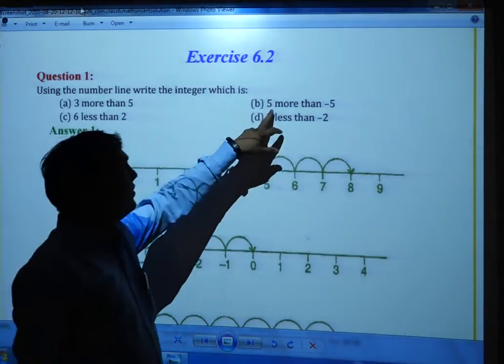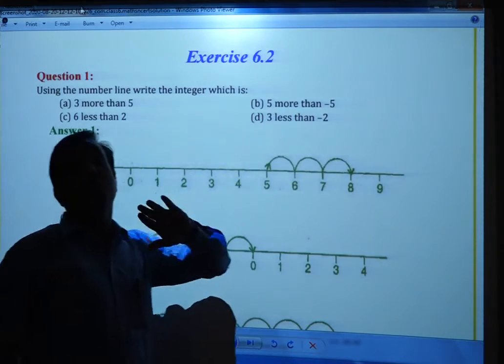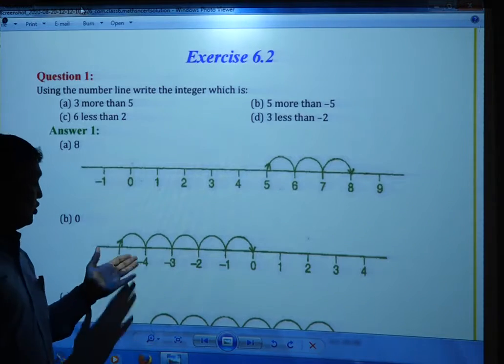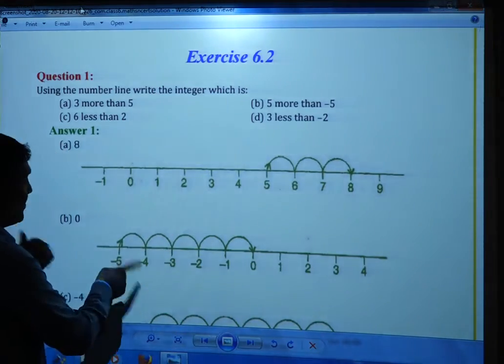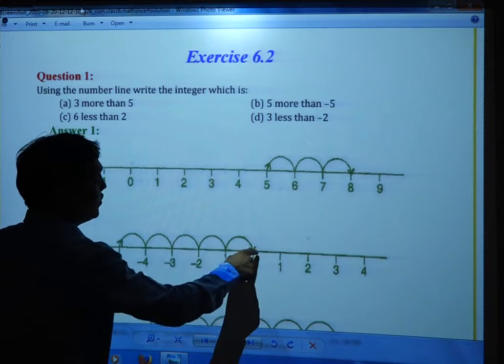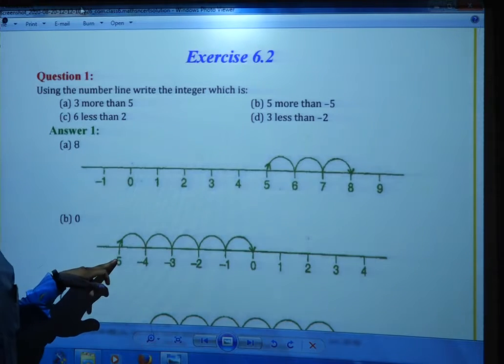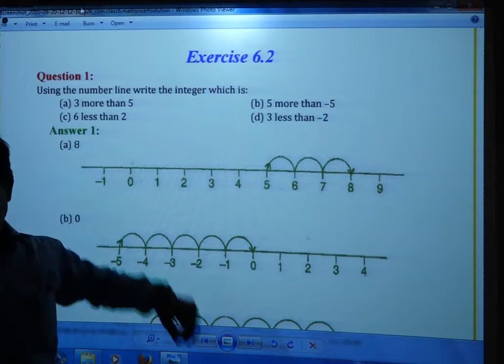Next question. 5 more than minus 5. So you have to draw the number line. 0, right side plus numbers, left side minus numbers, minus 5. More than minus 5 comes under 5 numbers. So the number is what? 0. So 5 more than minus 5 is 0. Next, 6 less than 2.